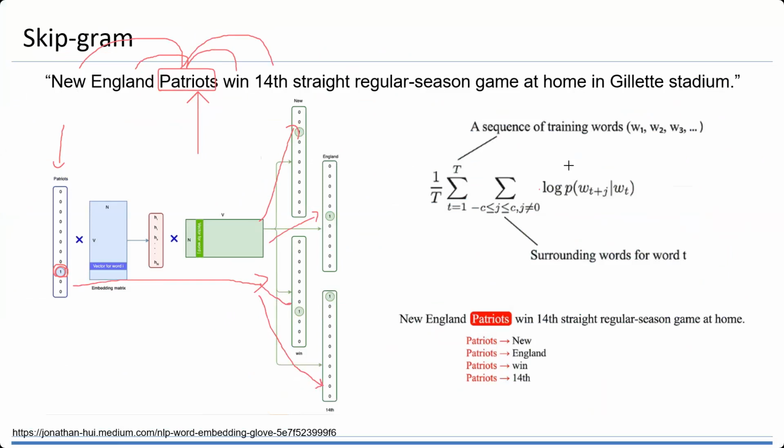So this is the formula. We can use the log function to look at the probability of the word w t plus j given the word w t.